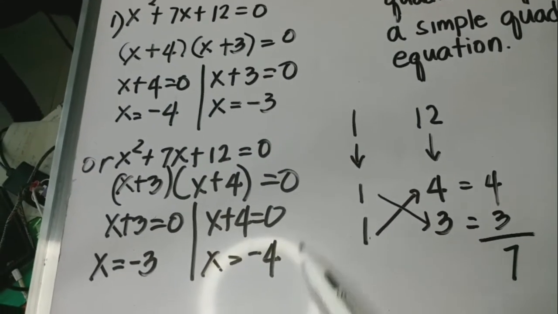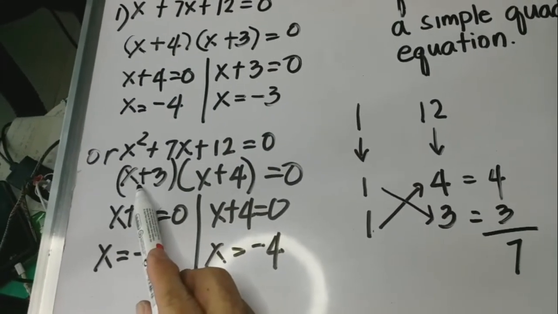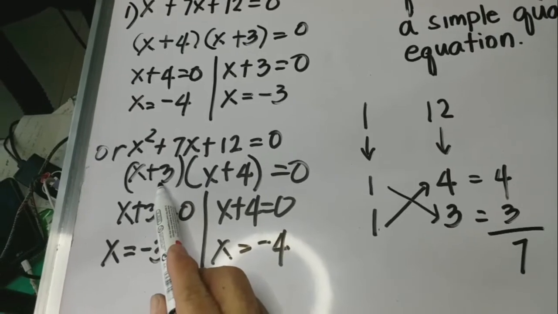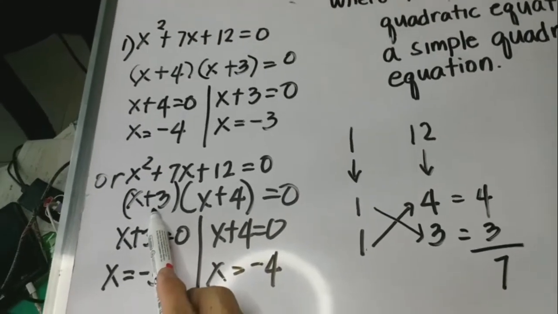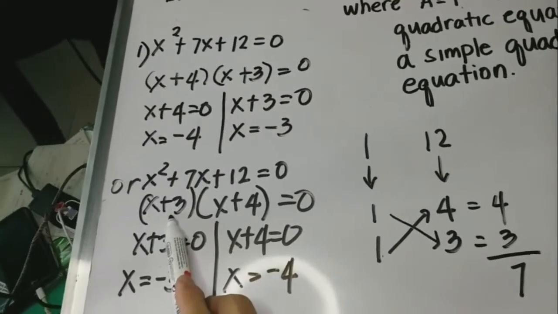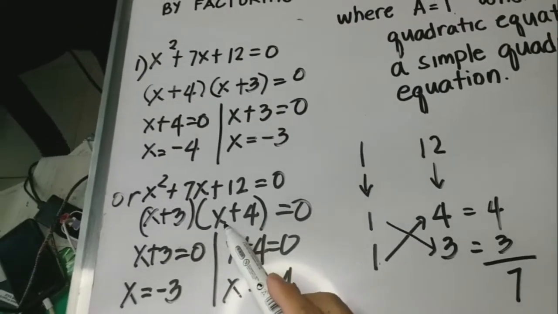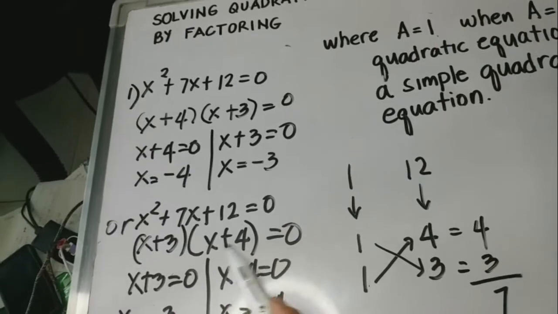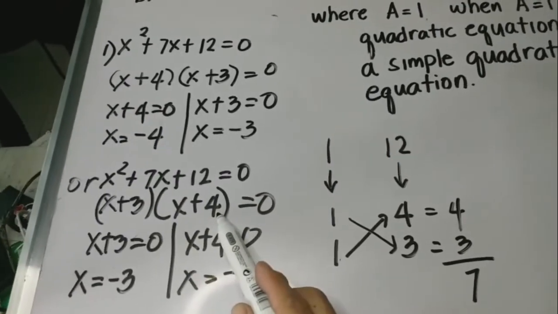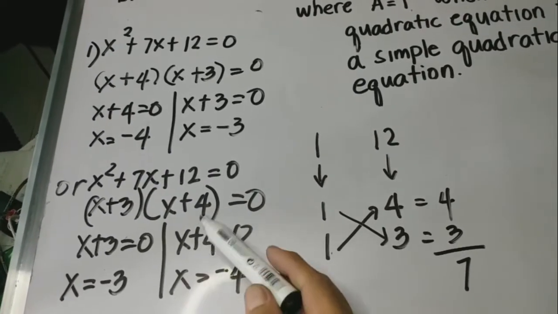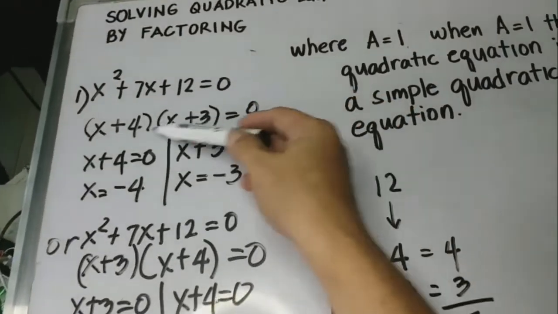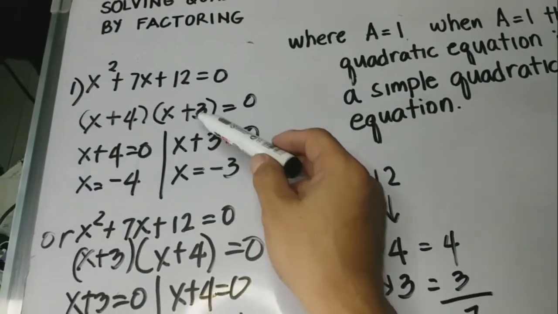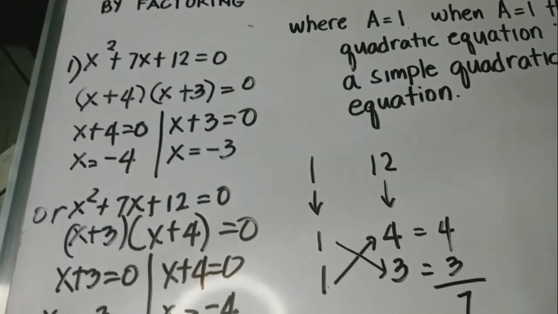In other words, whether you write first this factor, x plus 3, then followed by another factor, x plus 4, the answers that we will get will be the same as in the first computation.